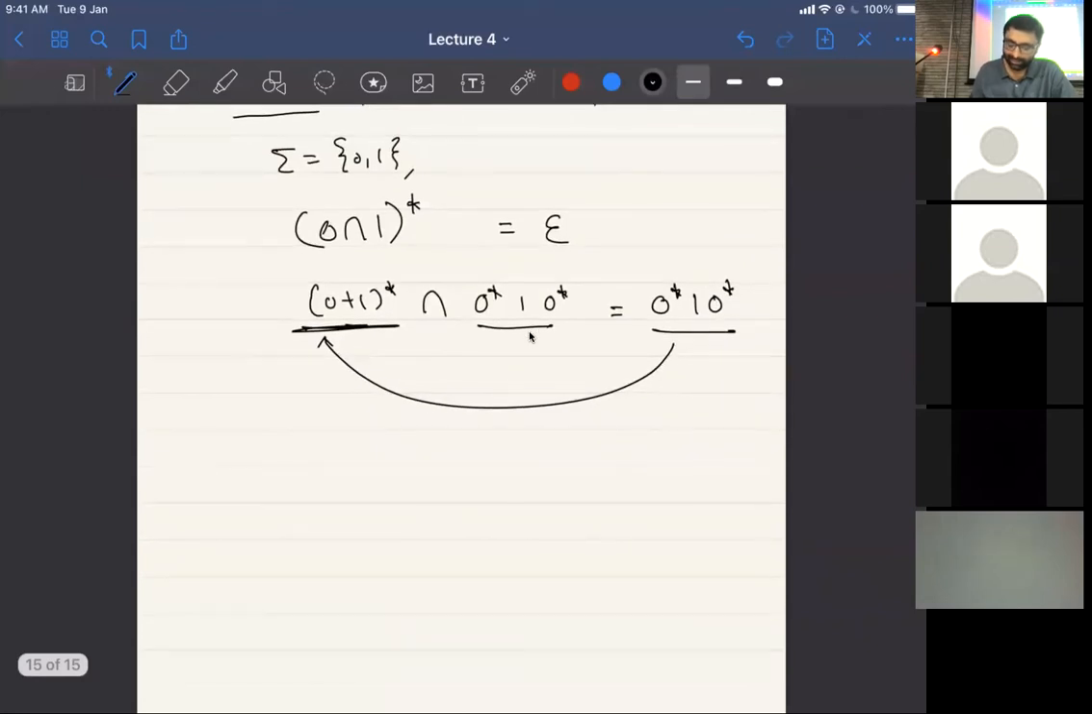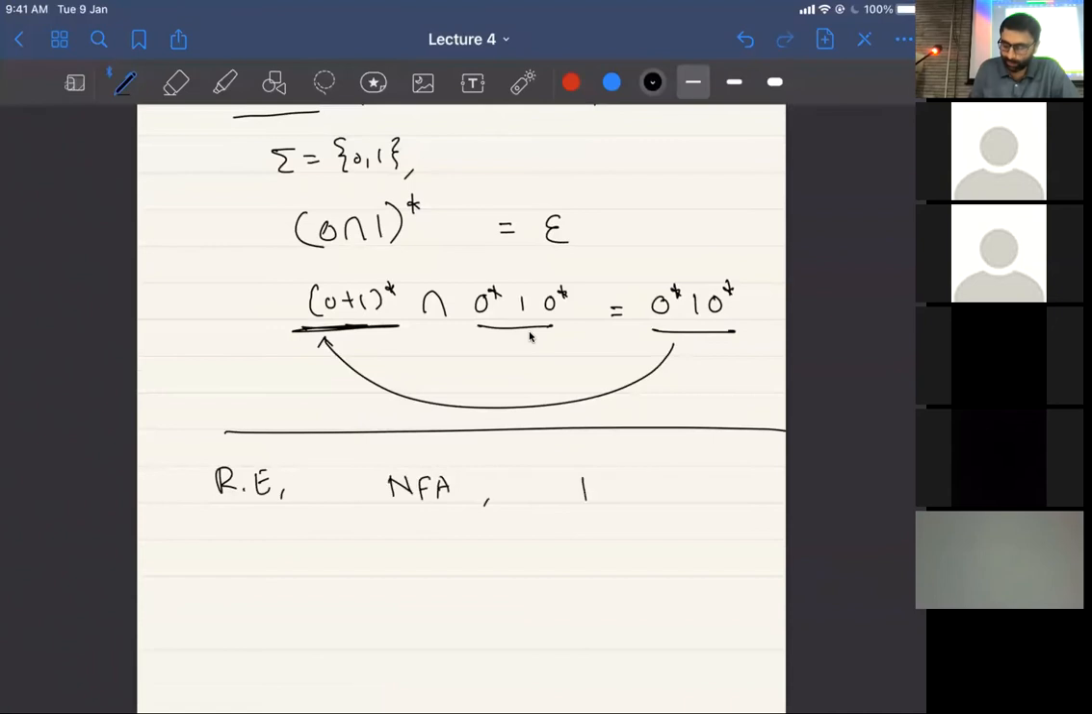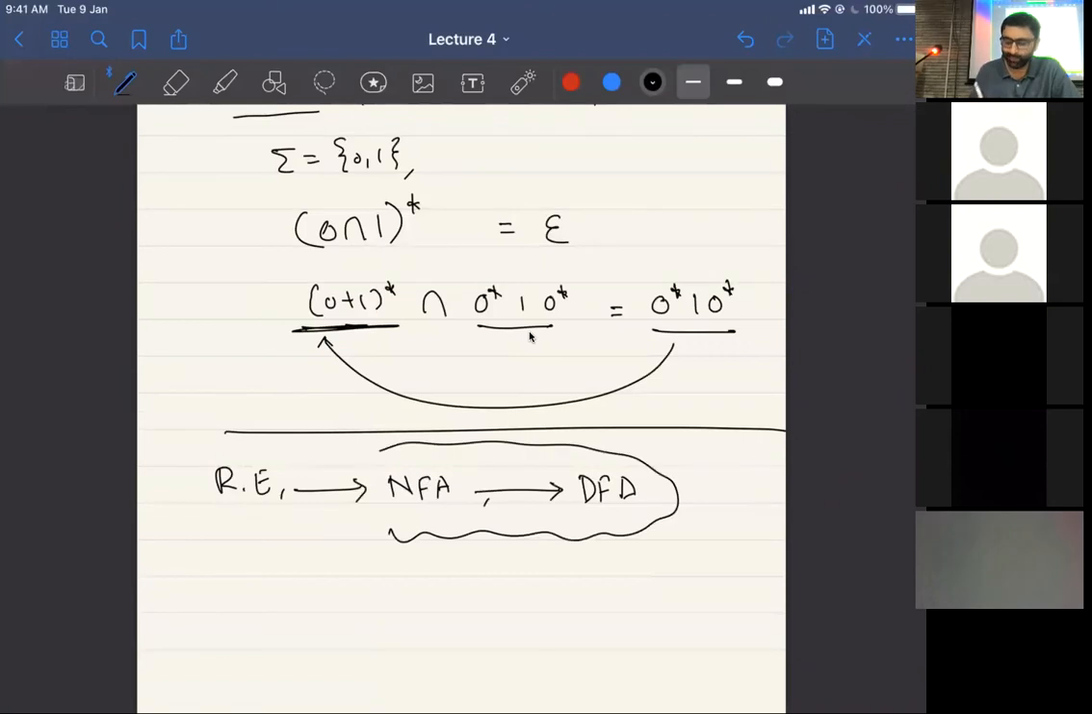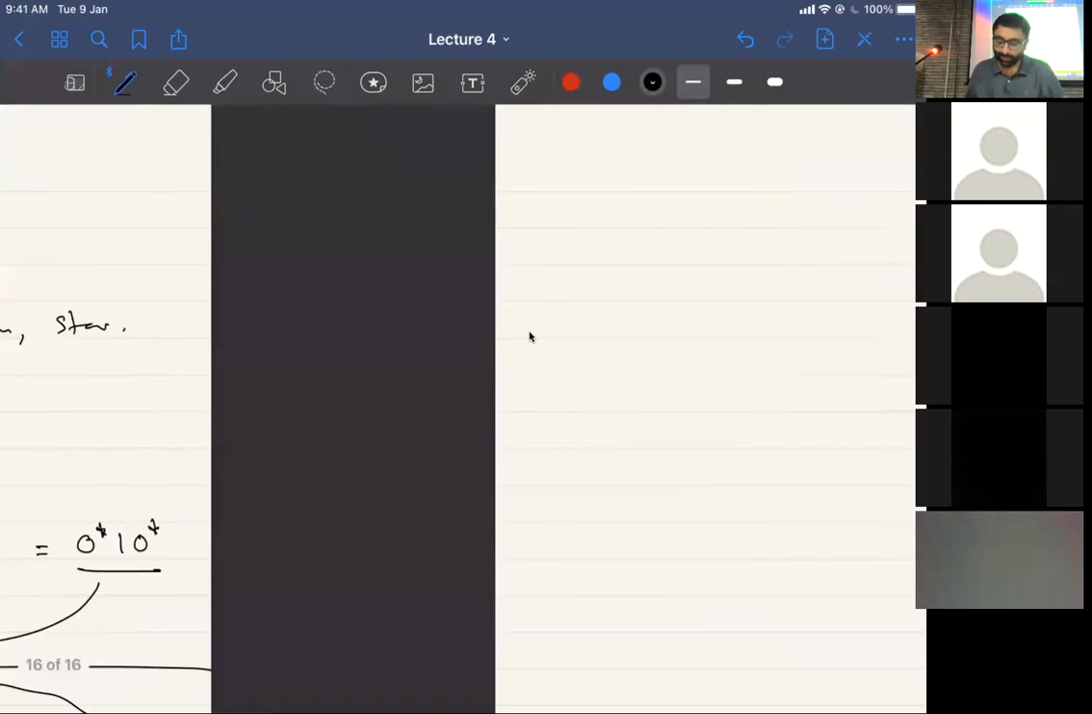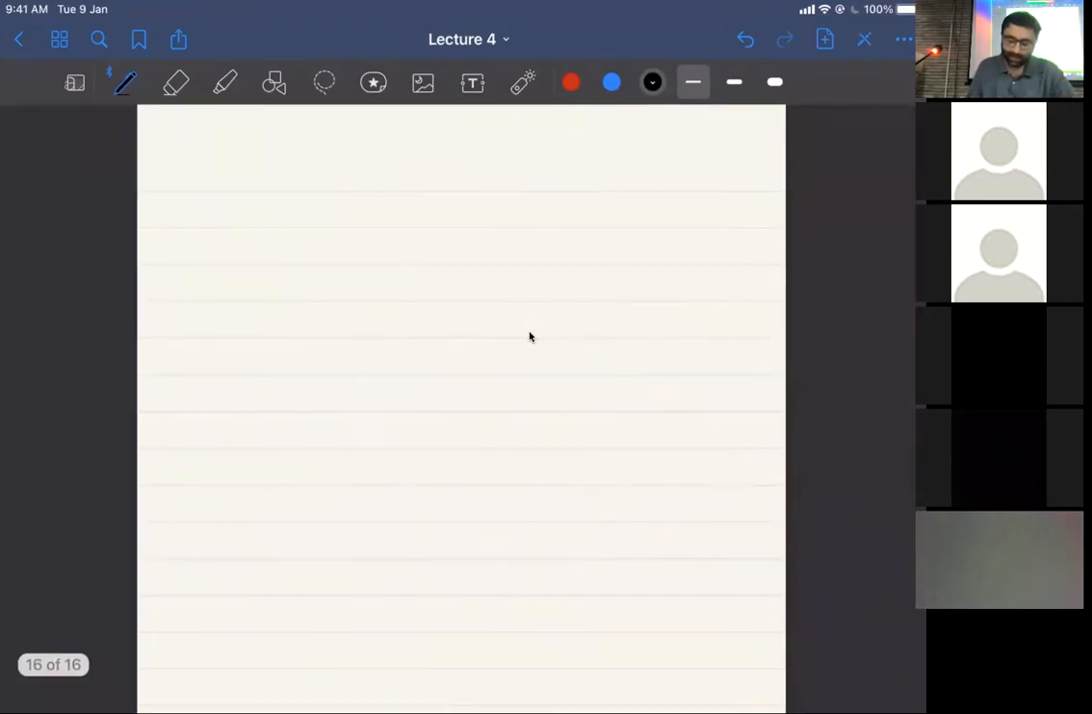Okay, sir, got it. Thank you. Okay. Anyway, so we now know what a regular expression is, and what an NFA is. We also know what a DFA is, and we know how to convert from a regular expression to an NFA. Now we will see how to convert an NFA into a DFA. So actually, this part should be done before this part, but it's okay. But before we go there, let me revise how to go from regular expression to NFA once again.